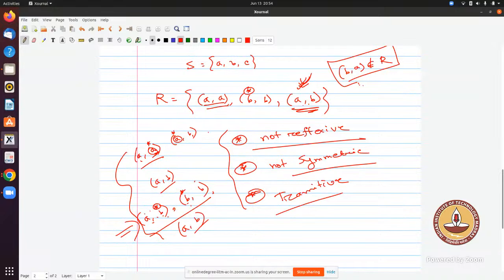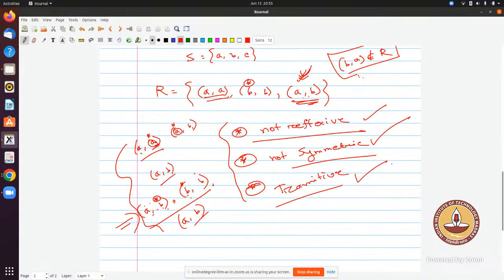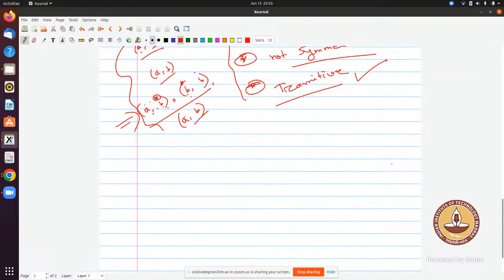So the transitive property is holding for every element. It is not reflexive, not symmetric, but transitive. Okay, is it clear? Let me give you another example. Sir, I take the same A comma B.